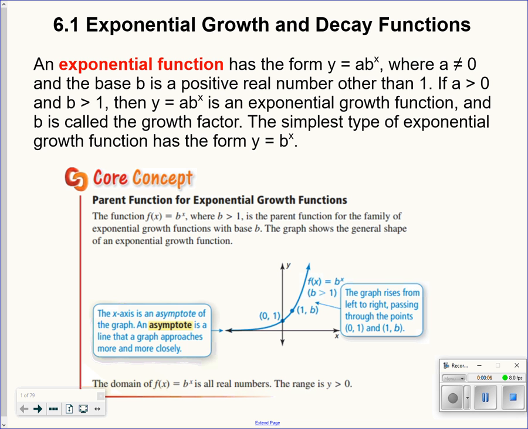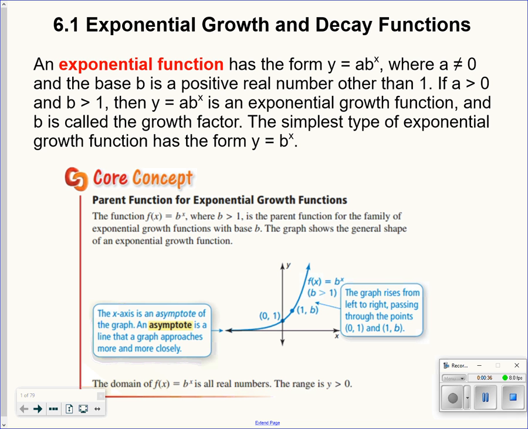We're starting off with a new chapter, and everything in this chapter is basically dealing with exponents. A lot of exponent type stuff, and so the first one here we're talking about is what's known as exponential growth and decay. An exponential function has the form of y equals ab raised to the x, where a can't be 0, and the base b must be a positive number. Can't be 1 because, again, 1 to the second, 1 to the third, 1 to the fourth would be a flat line. So b can't be 1.